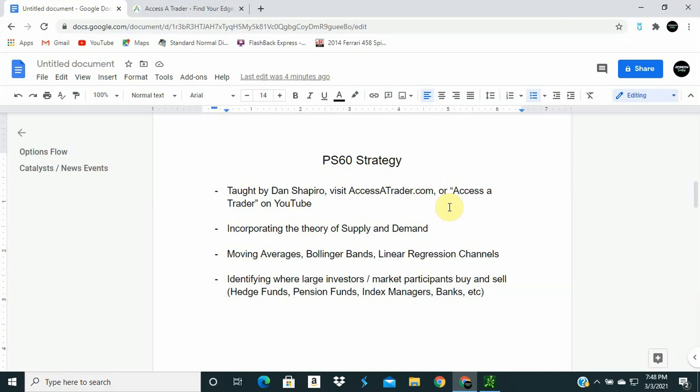But in short, we're basically incorporating the theory of supply and demand into trading, and I'm going to show you guys how you can see in the markets how stocks or indexes will trade from supply to supply and from demand to demand. I'm actually going to show you what the chart setup looks like using this strategy. It consists of using an array of moving averages, Bollinger Bands, and linear regression channels. And the goal is to identify where large investors and large market participants buy and sell shares in their positions, so we're talking about hedge funds, pension funds, index managers, investment banks, etc.